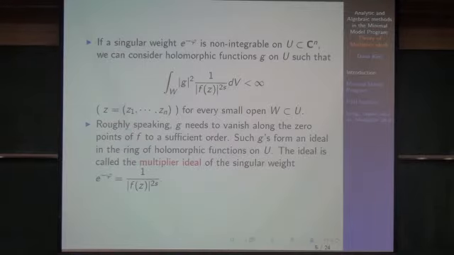And when you collect all those g's, it forms an ideal in the ring of holomorphic functions. We name this ideal the multiplier ideal of this singular weight exponential minus phi. So for different holomorphic functions f, you will have different ideals in the ring of holomorphic functions. Now we want to talk about the relation of this notion to algebraic geometry. Up to this point, everything was calculus in terms of complex variables.